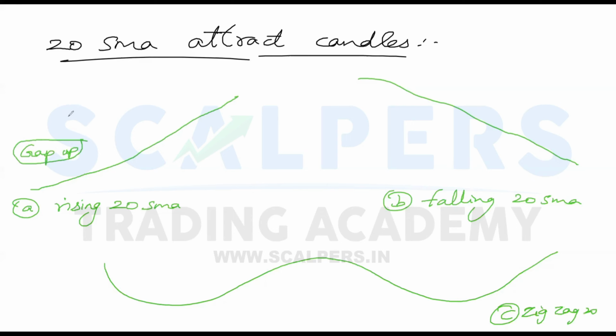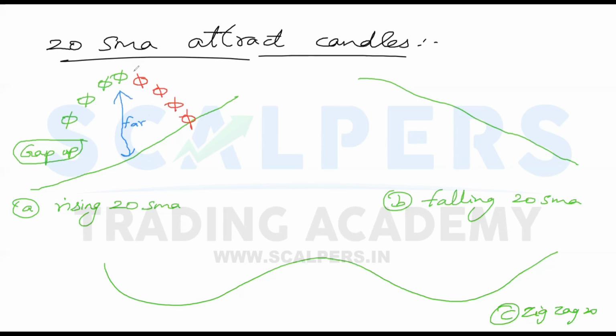Now the candles will be going far away from the 20 SMA. The distance between the 20 SMA and the candles will be very high. Now what happens? Slowly the candles will be attracted towards the 20 SMA.